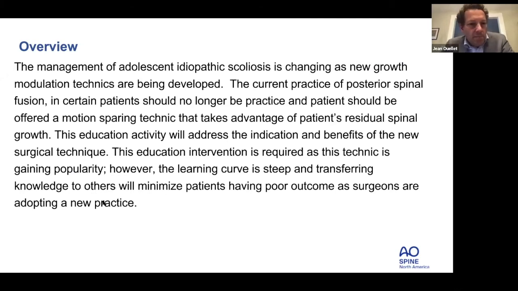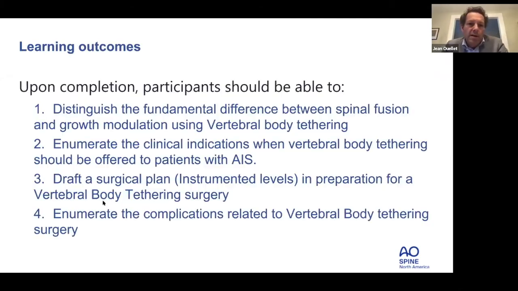Upon completion of this webinar, we hope that you'll be able to distinguish fundamental differences between spinal fusion and growth modulation using vertebral body tethering. We will be enumerating the clinical indications when vertebral body tethering should be offered to patients with AIS. You should be able to draft and plan levels of instrumentation in preparation for vertebral body tethering. And you'll be able to enumerate the complications related with this new surgical technique.